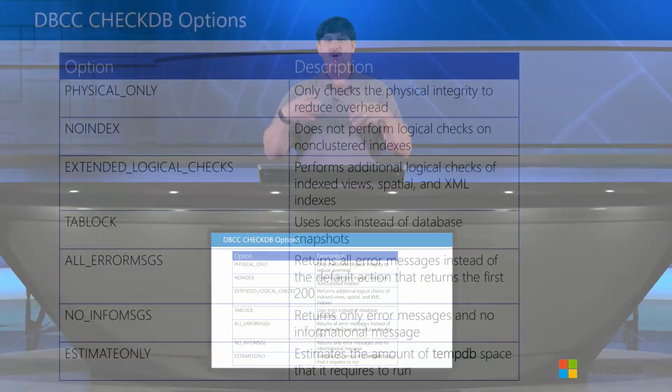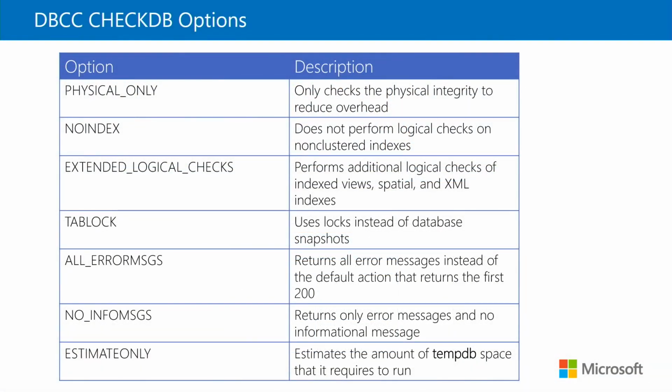As I mentioned earlier, we can use the estimate only option to tell us how much space would be needed in the TempDB. It doesn't actually run the CHECKDB, it doesn't actually start the snapshot. It just tells us how much space will be required in the TempDB to create the snapshot of the database.